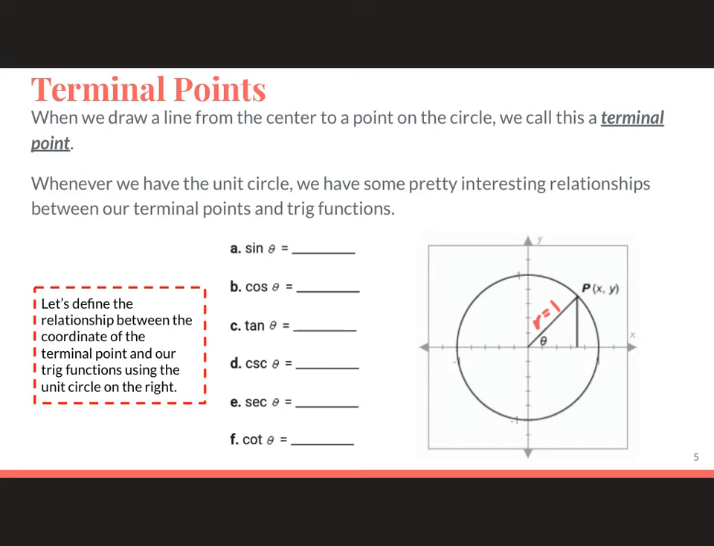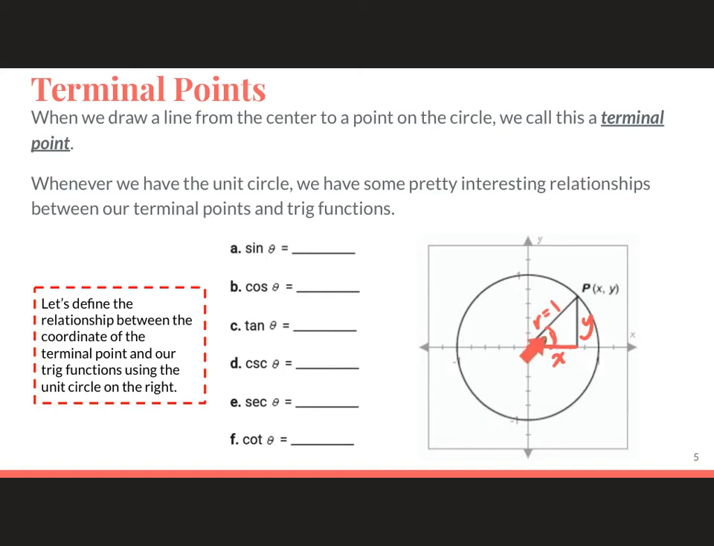And so because this coordinate is x comma y, this is a general coordinate. I know that I'm moving x distance across, and this is y distance up and down. And so this angle that I'm forming, I'm just going to call that the central angle, my reference angle theta. So let's define the relationship between the coordinate of the terminal point and our trig functions using the unit circle on the right.